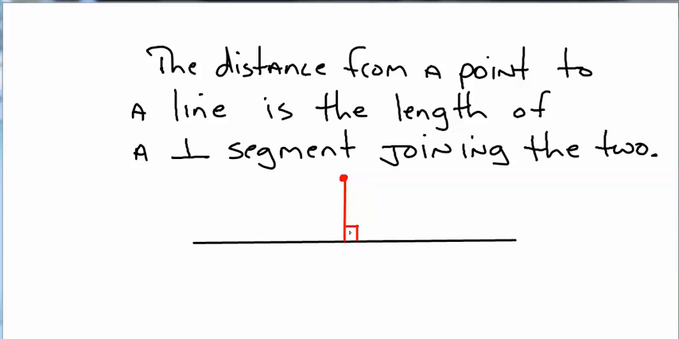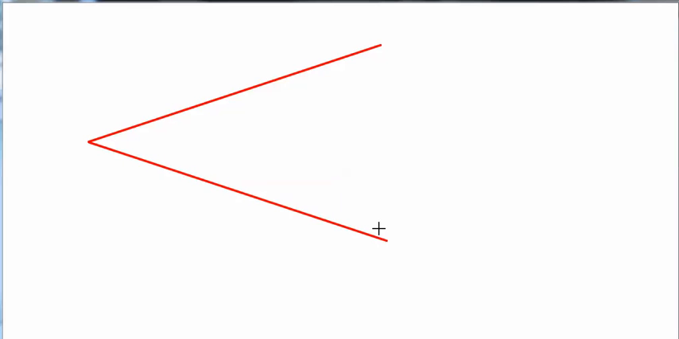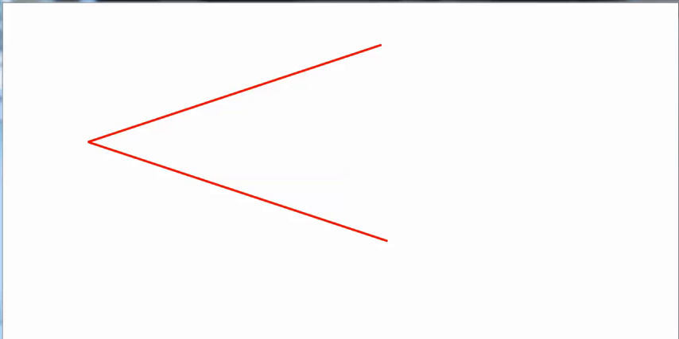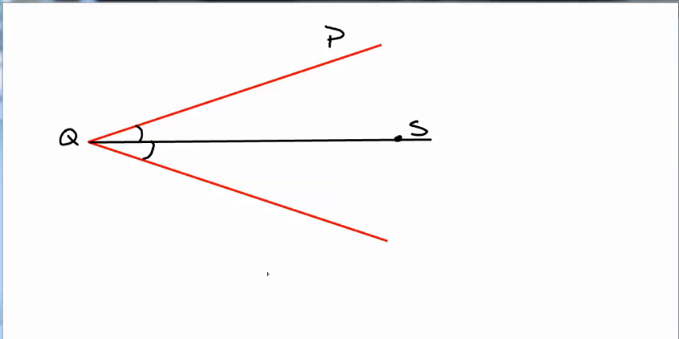So now look at the top of page 311. Angle bisector theorem. Alright, if you've got an angle and you've got a segment that splits the angle into two congruent angles. Alright, so QS would be an angle bisector, wouldn't it? P and R.